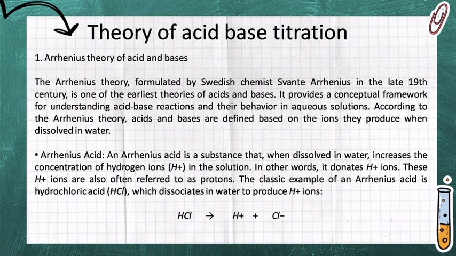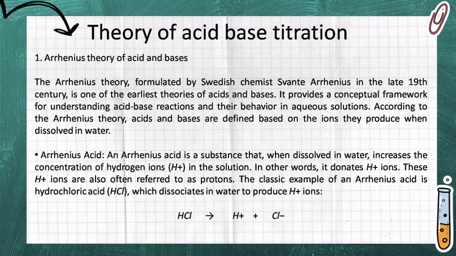Next is theories of acid-base. First, Arrhenius theory of acids and bases. The Arrhenius theory, formulated by Swedish chemist Svante Arrhenius in the late 19th century, is one of the earliest theories of acids and bases. It provides a conceptual framework for understanding acid-base reactions and their behavior in aqueous solutions. According to the Arrhenius theory, acids and bases are defined based on the ions they produce when dissolved in water.